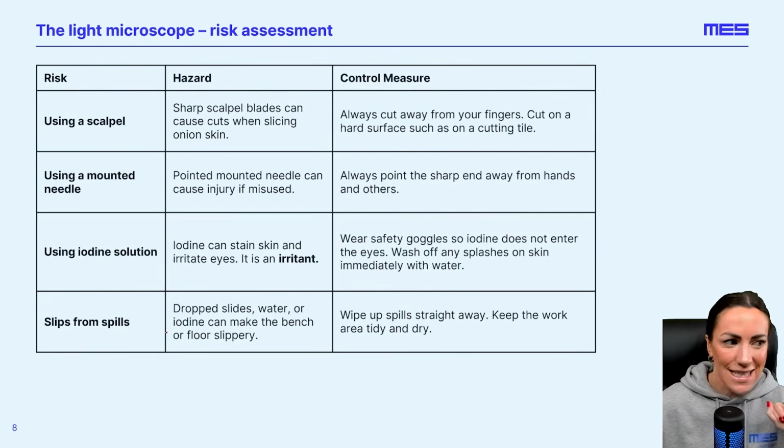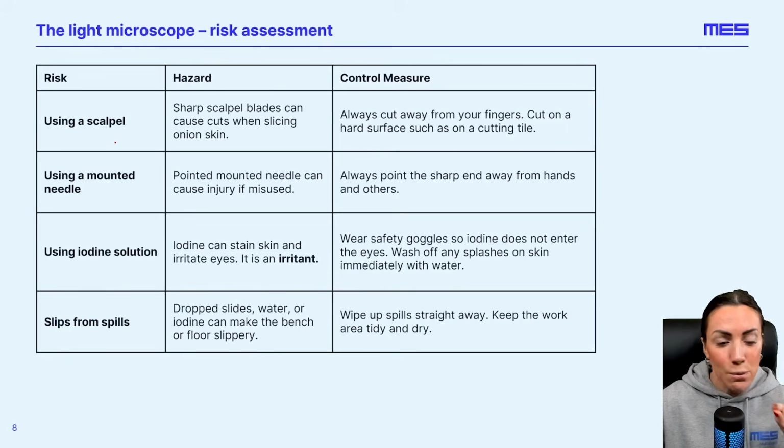Let's think about how risk assessment could come up. Now, the way we do risk assessments for practicals in science is we identify the risk, we identify the hazard, which is what could happen, and we identify a control measure. And the mistake that students make in exams is their risk assessments are far too vague. They will just say things like, wear a lab coat, wear goggles. You need to pick risks and give control measures that are specific to your practical.